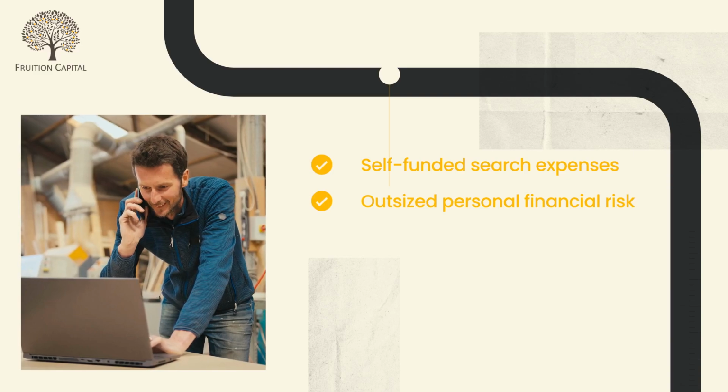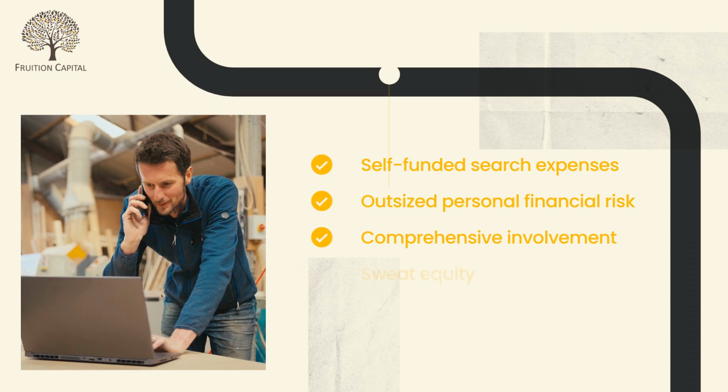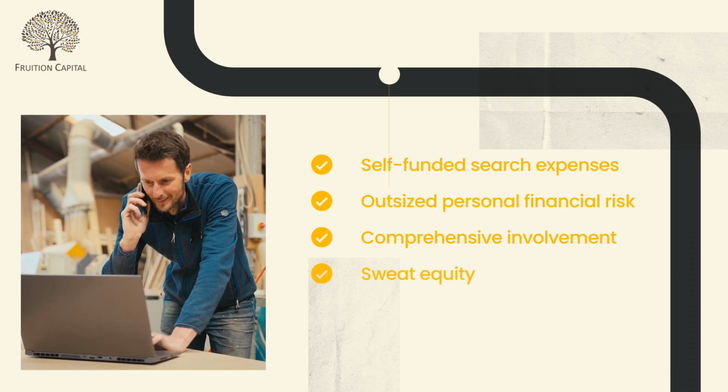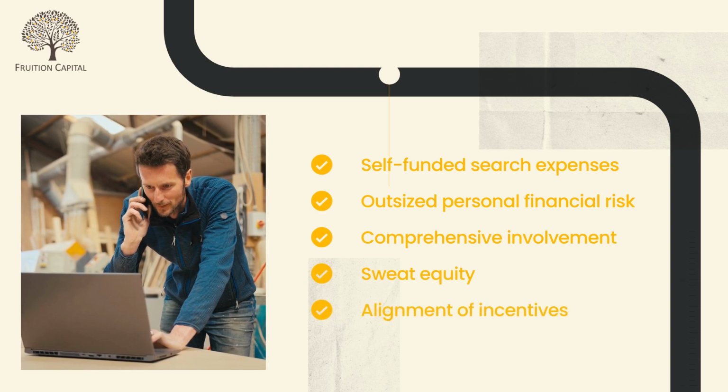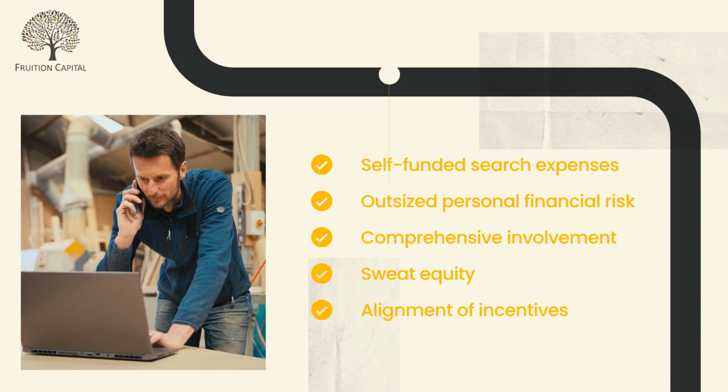Additionally, the entrepreneur sources the deal, negotiates with brokers and owners, arranges debt financing, and last but not least, operates the business. Majority ownership also ensures that their interests align with the company's success, as they have the most to gain or lose based on the business's performance.